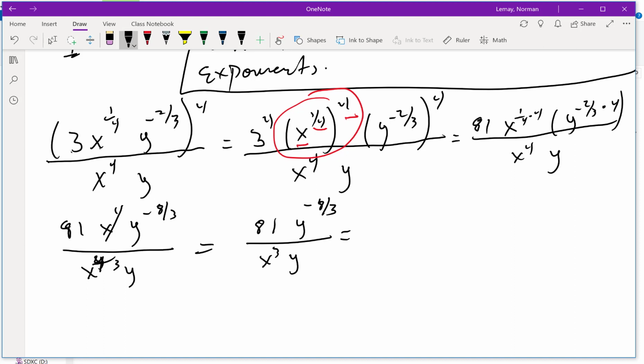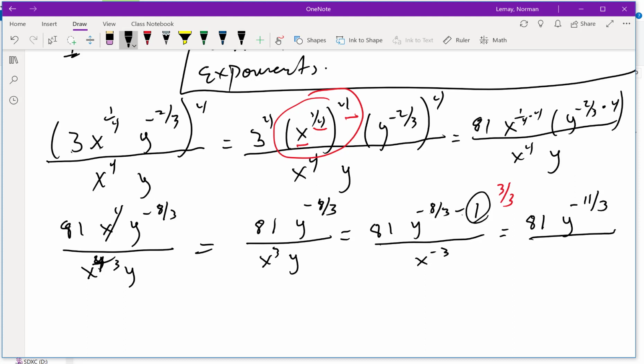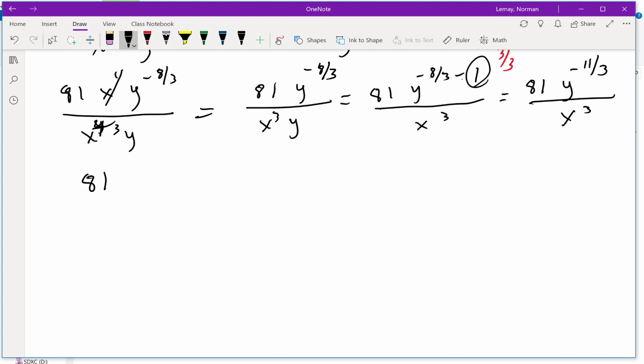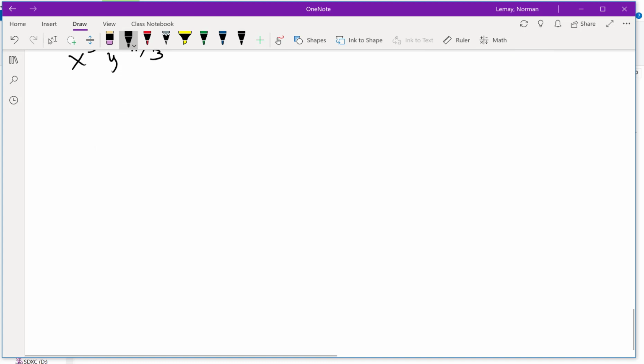And so our last step is to note that we get 81 y to the minus 8/3 minus 1, divided by x cubed. Notice that this 1 can be rewritten as 3 over 3, so I get negative 8 minus 3, so I get minus 11/3, divided by x cubed. Again, last step, rewriting with positive exponents. We get 81 divided by x cubed y to the 11/3, and there's nothing else more that we can do with that.